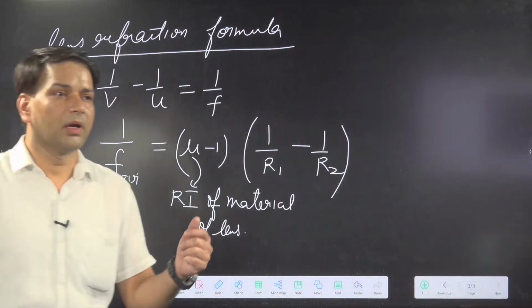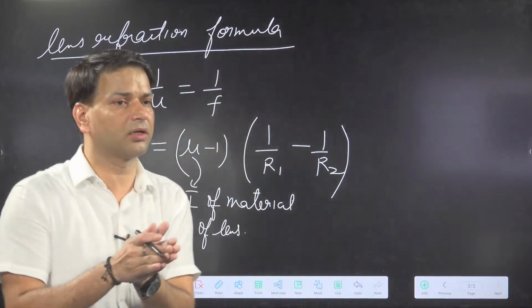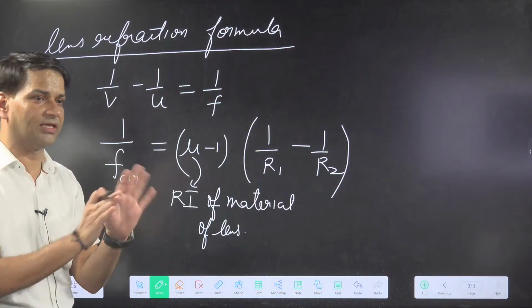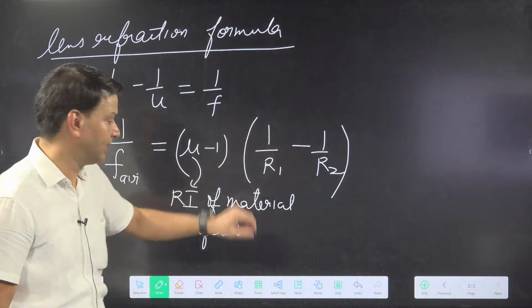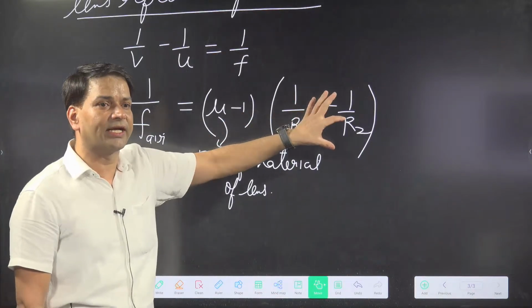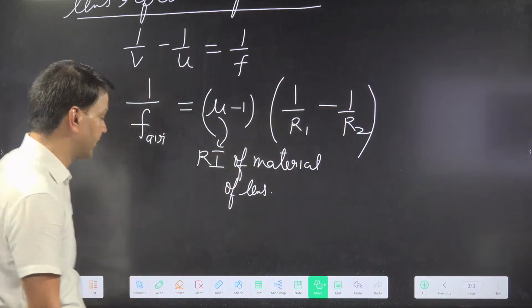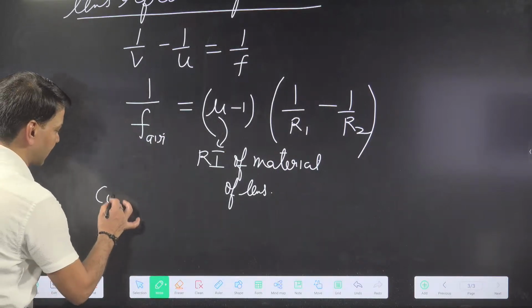But we don't have to remember this directly. We have to remember for the convex lens and concave lens separately. So for the convex lens, if they have given the convex lens, here R1 and R2 are the radii of curvature. One radius of curvature will be positive, one radius of curvature will be negative. So for the convex lens, directly we will remember what?